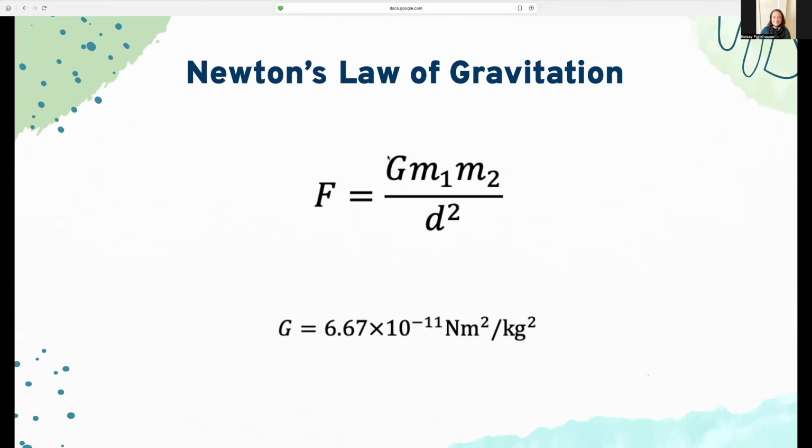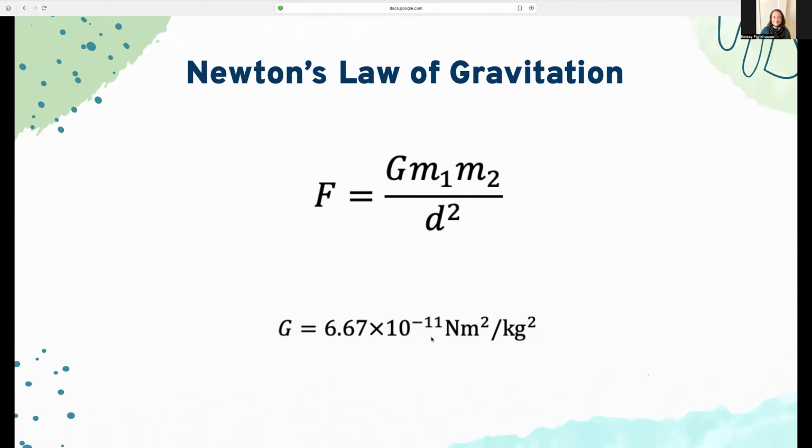And then this G, this is that constant I was talking about. This is called the universal gravitation constant. And it's super tiny. This is times 10 to the negative 11. Really tiny, because gravity is actually a pretty weak force.